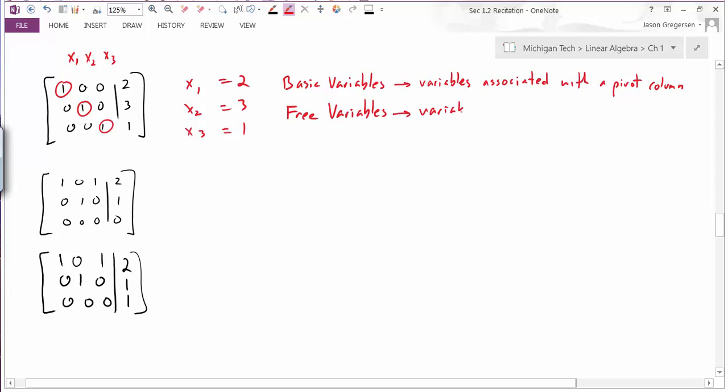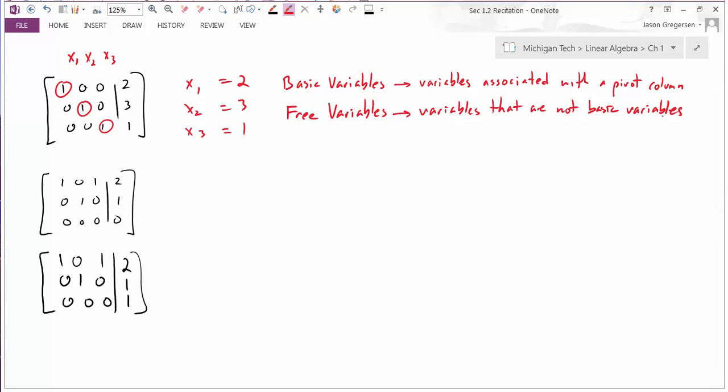And these would be variables that are not basic variables. And so when we pair those two definitions, we can see that if the variable is associated with a pivot column, then it's basic. If it's not associated with a pivot column, it must be a free variable. Now these pivot columns are important columns.